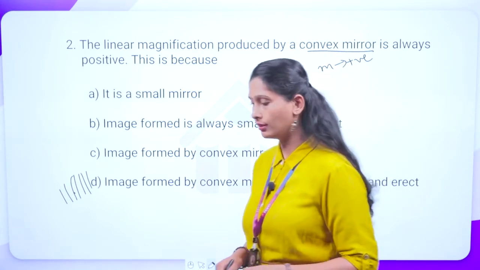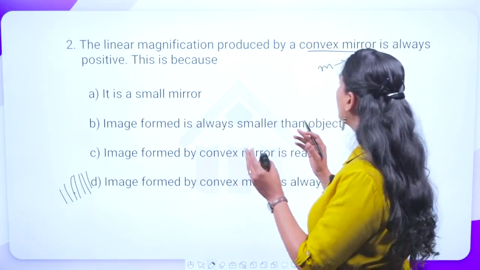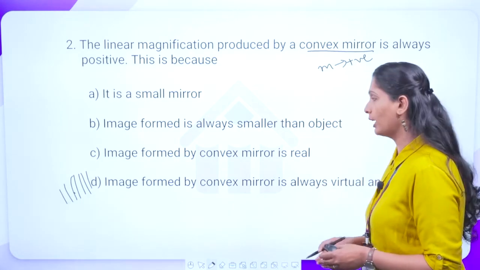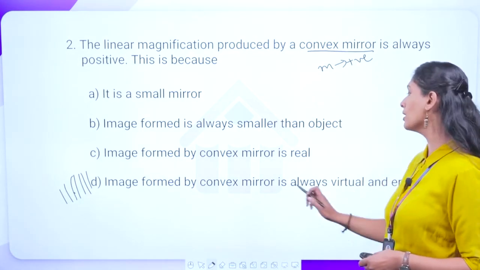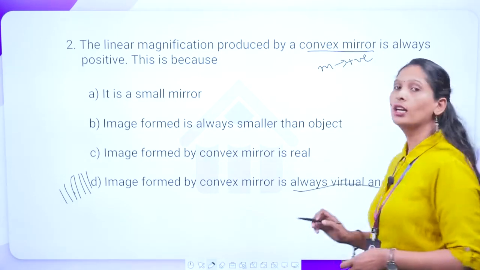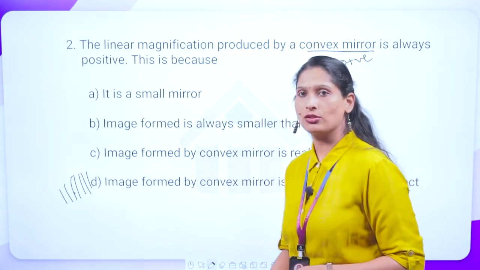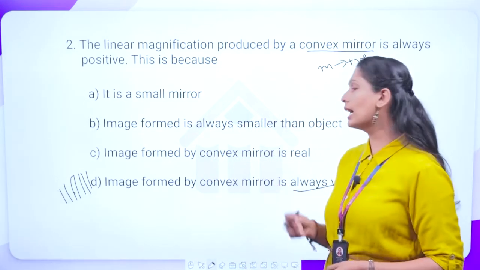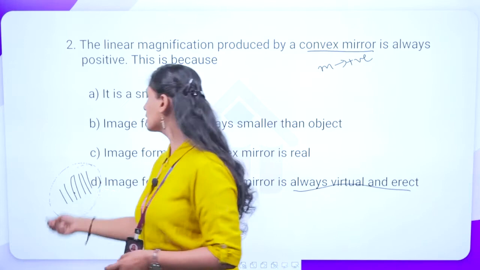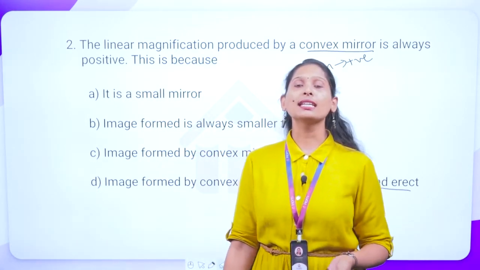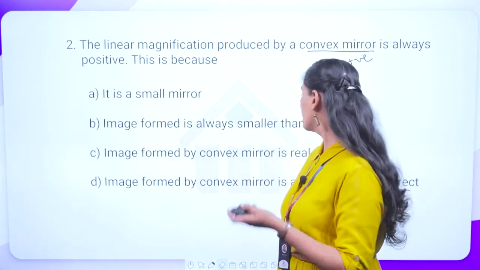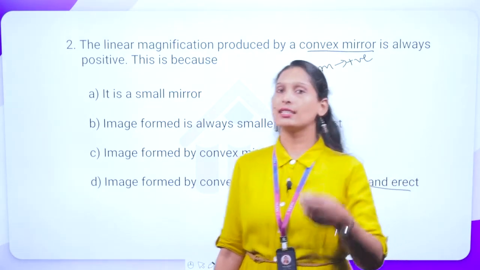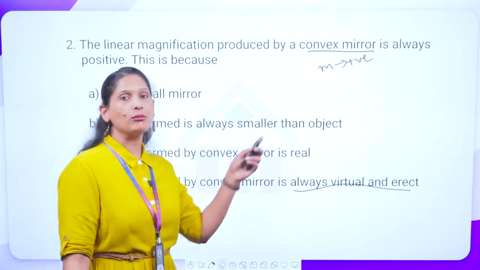So, what is the question? We have mentioned that the linear magnification by a convex mirror is positive. And yes, it is because it always forms a virtual and erect image. Yes, Charles, I do note your answer too, so I also support your answer. It is because the images formed by the convex mirror are virtual and erect, and that is the very reason why we take M to be positive.